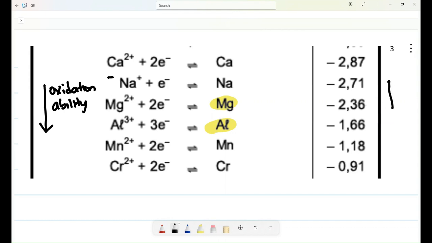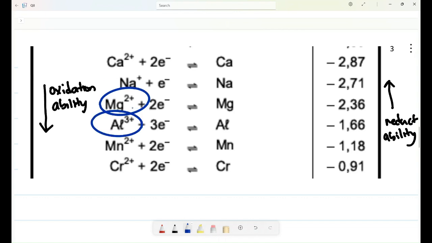From here going up, we had an increase in reduction ability, reduction ability or agent. Okay, so this is what we had. Now we have to compare. Now remember, the one with the strong oxidation ability is the one that will be reduced, and it will oxidize others. So if this is a strong oxidation ability, it means between Mg2+ and aluminium, which one is a strong oxidizing agent?